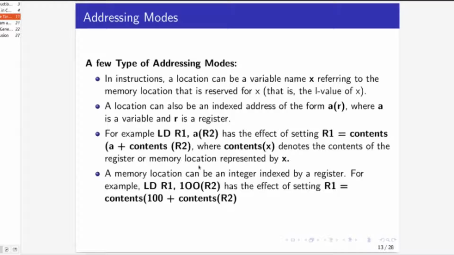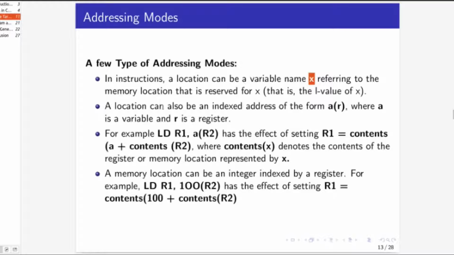Next, what are the addressing modes? Here I will not list all the addressing modes, but instead discuss how we will write an instruction in a particular addressing mode, especially how we will use load and store instructions. Look here. In instructions, a location can be a variable name x. X is a variable name, so that variable name points to the memory location reserved for x. That is the L value of x. For example, x is a variable, then this variable points to a memory location.